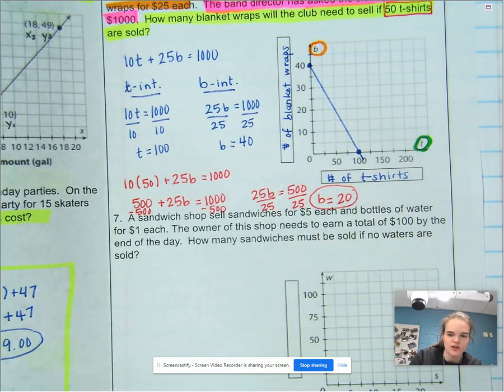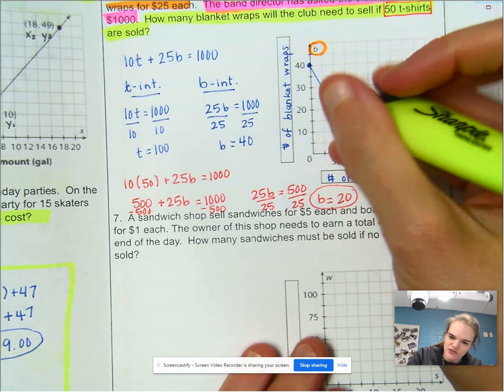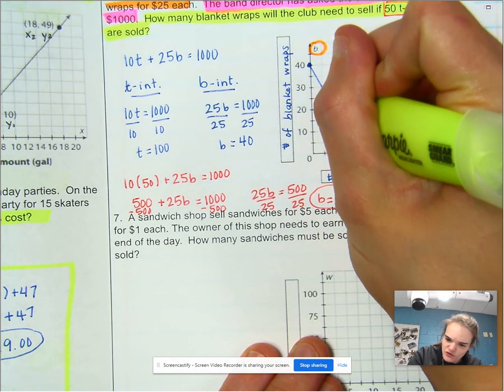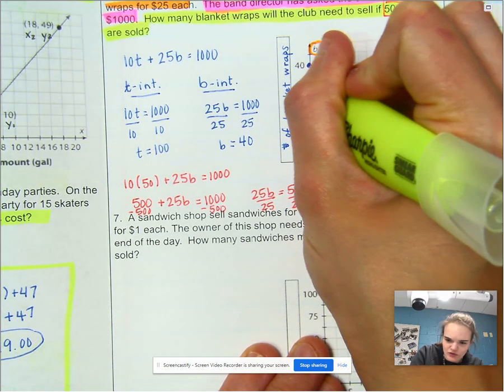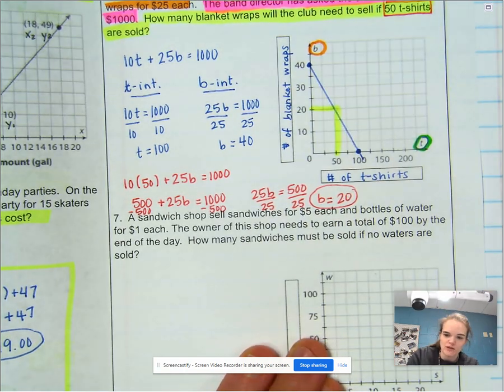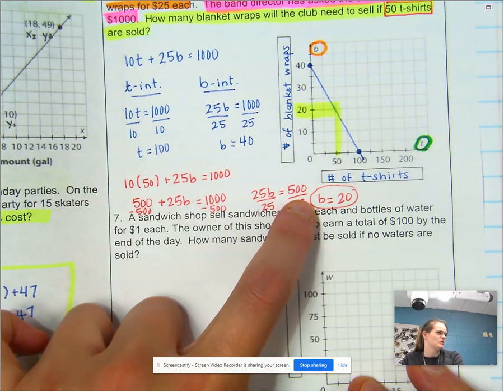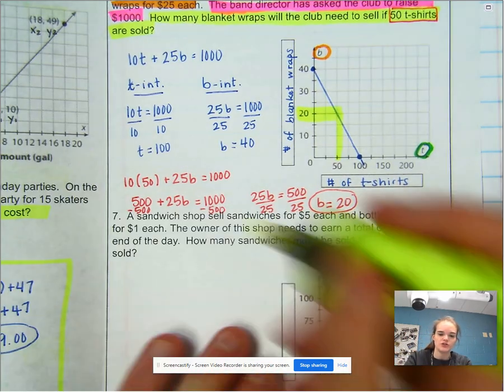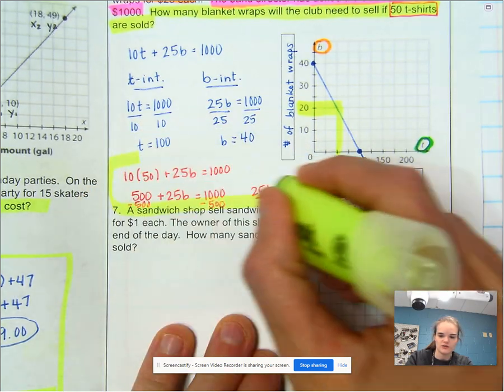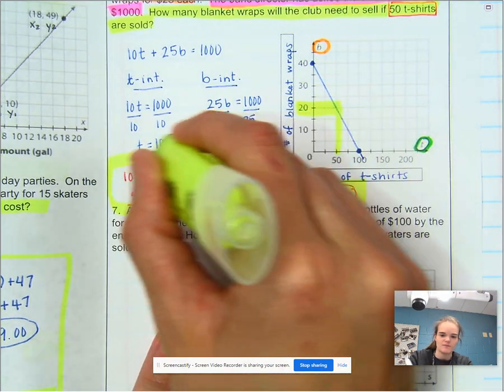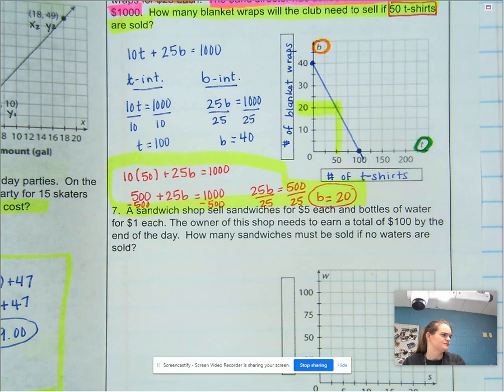By the way, you can also find the answer by looking at the graph. If they sold 50 t-shirts, this graph lines up with 20 blanket wraps. You can also look at the graph. I don't care if you look at the graph or have the work, you get to choose. But here was, I'm highlighting the wrong thing, the answer to that question.